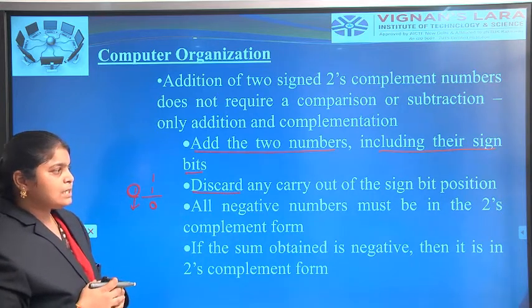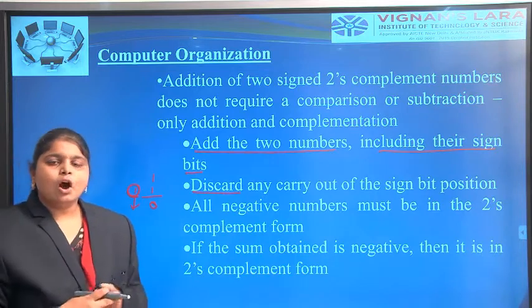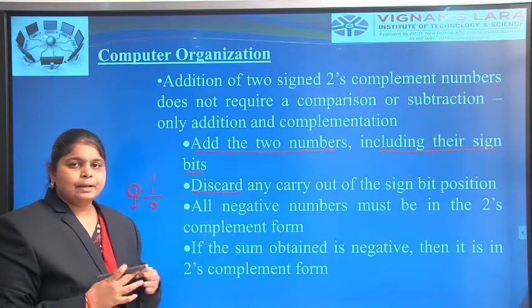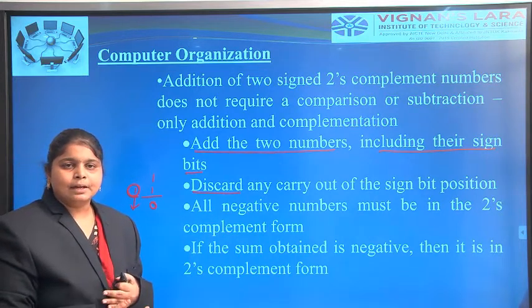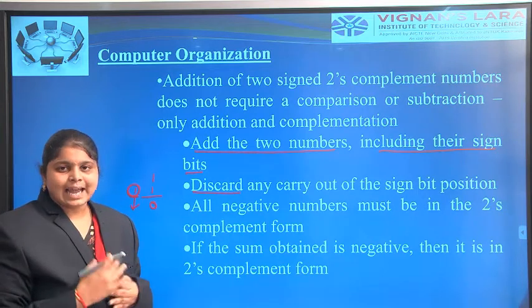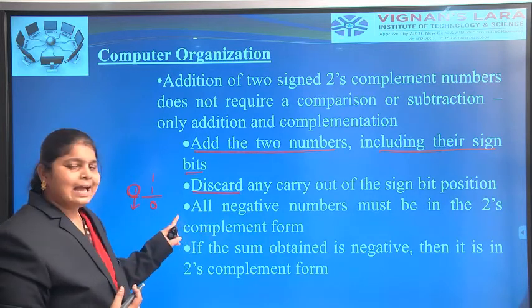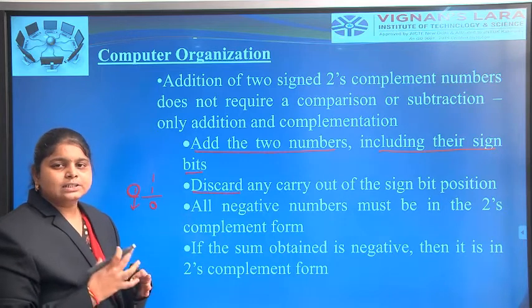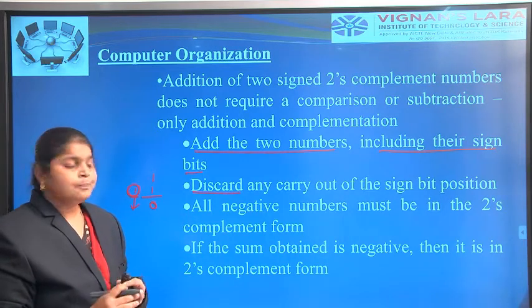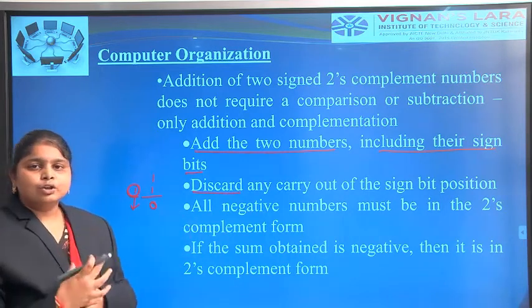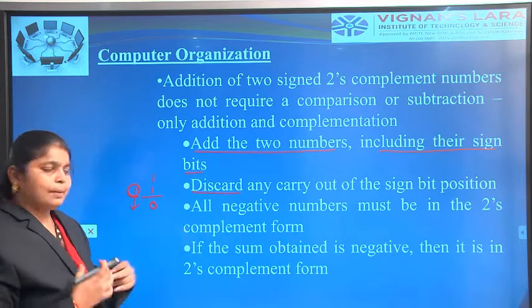All negative numbers must be in the 2's complement form. For example, we have to take the negative number, then change that sign. We have to take the operation as 2's complement. To change the binary number into a negative number, we have to do the operation of 2's complement form.